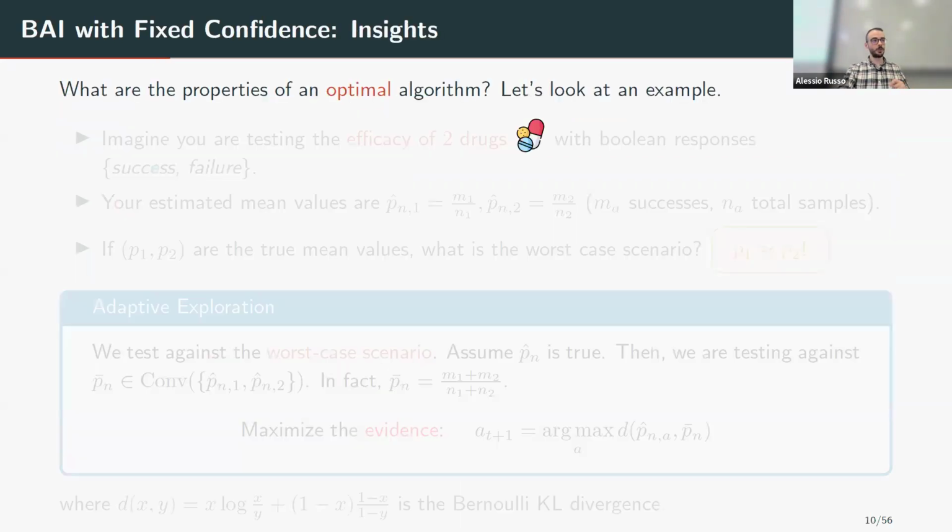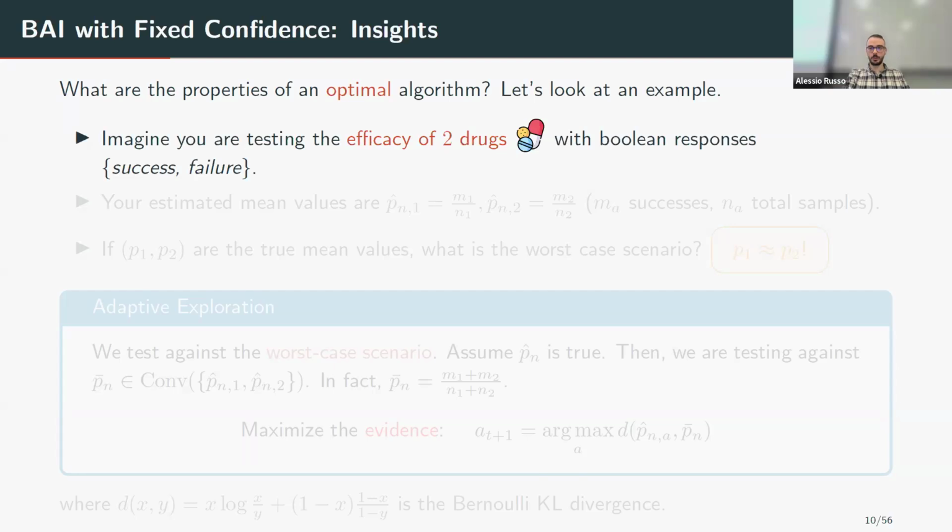And for this problem, if you remember in the first lecture, we went over a very simple example to understand what is the intuition: we want to test the efficacy of two drugs that we model with Boolean responses. And let's say you have accumulated already some data, and from this data you can compute the empirical efficacy of the two drugs that we are going to call p hat n1, p hat n2. So now one of the questions I asked you was, okay, let's say you have this data. What are you going to do next?